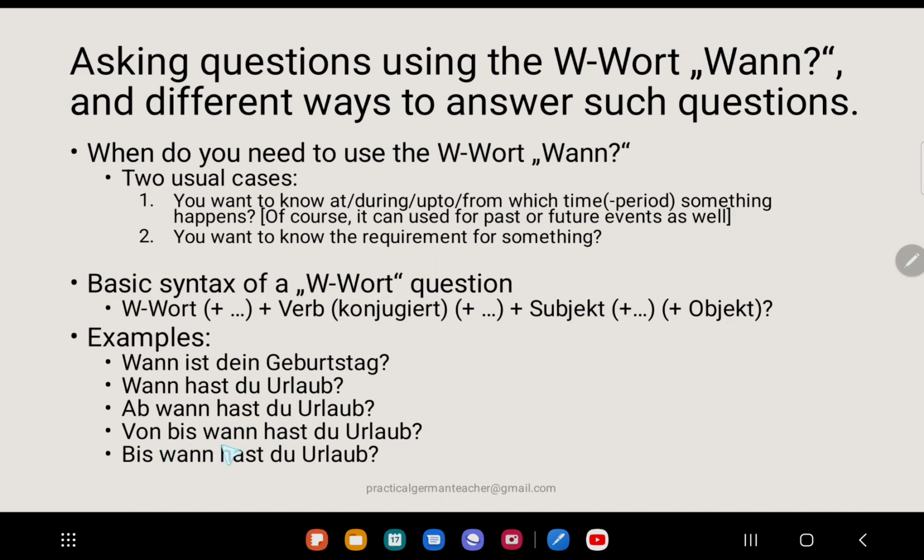Then von wann bis wann hast du Urlaub? From when to when do you have vacation? Or till when do you have vacation? Bis wann hast du Urlaub? Okay, there's a mistake over here, there should be one more one. So, from when till when do you have vacation? And you can also write the sentence without the bis. If you say von wann hast du Urlaub, it will mean from when do you have vacation.